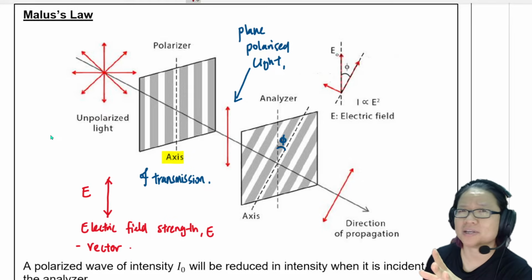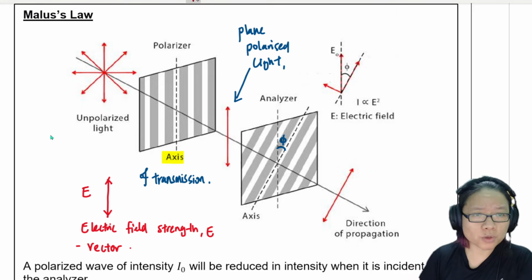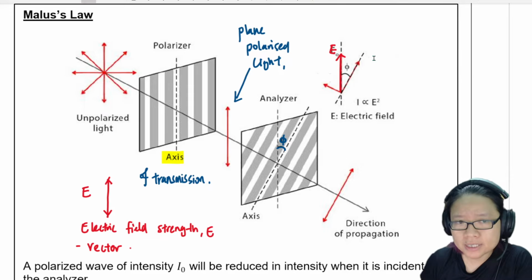We've done this so many times, right? Take a vector, split it into two. Okay, so right now, what I have here is actually E. You see this one up here? This one up here is E.